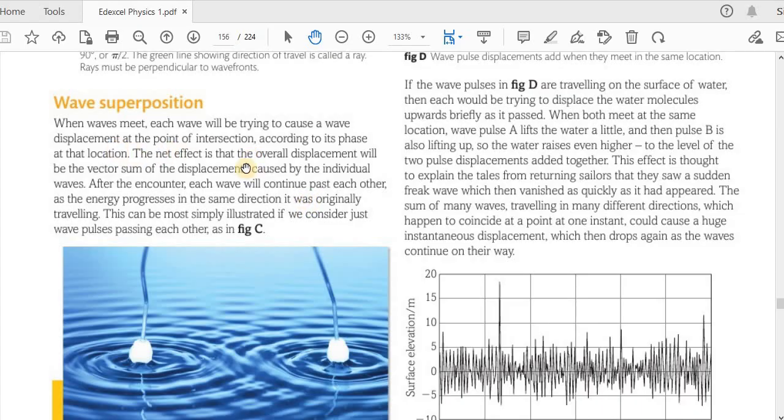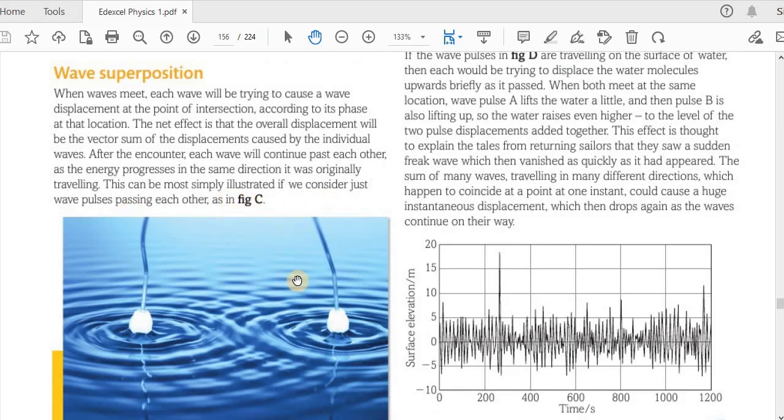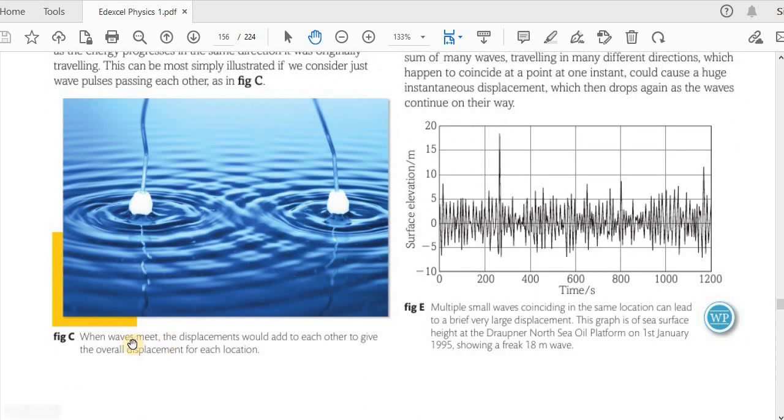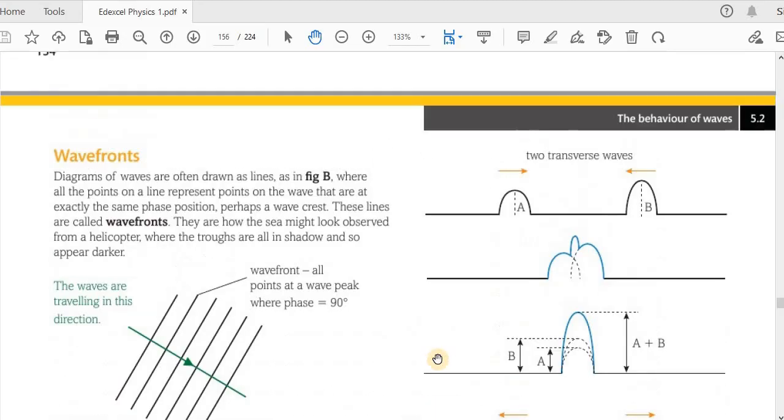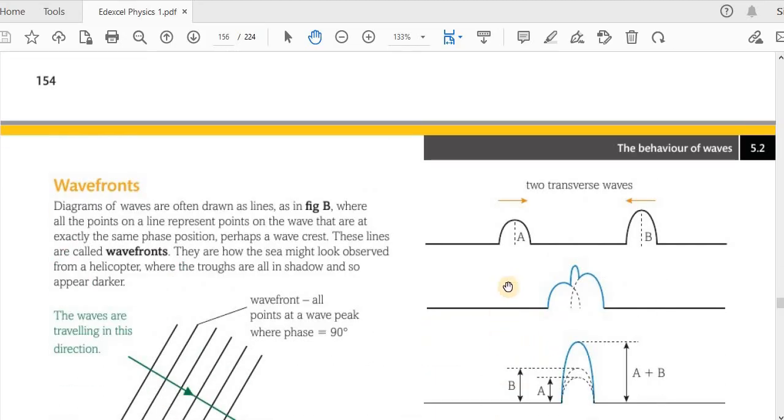Okay, so here is some explanation. After the encounter, each wave will continue past each other as the energy progresses in the same direction it was originally traveling. This can be most simply illustrated if we consider just wave pulses passing each other as in figure C. When waves meet, the displacements would add to each other to give the overall displacement for each location. And you can see the example here to understand it better.